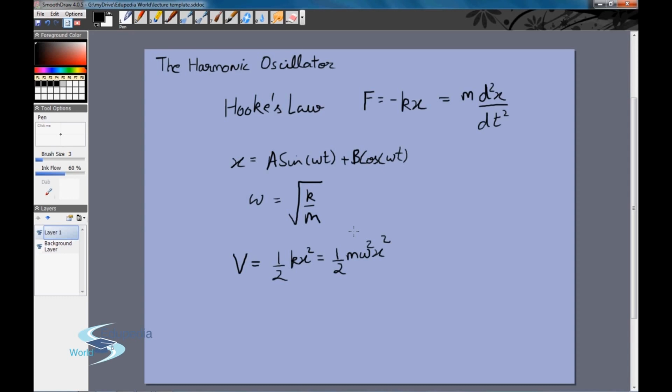Now we'll do it for the quantum mechanical case, where instead of using F is equal to ma, we'll use the potential energy and use the time independent Schrödinger equation. So this is what will be common between the classical mechanics case and the quantum mechanics case. The potential energy will be half m ω squared x squared.